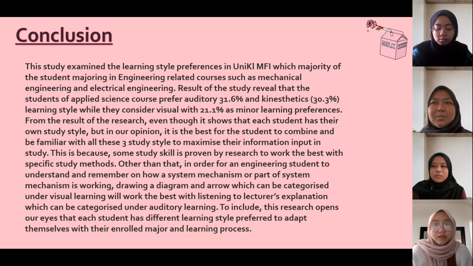The result of the study revealed that the students of the applied science course prefer auditory with 31.6% and kinesthetic with 30.3% learning styles, while they consider visual with 21.1% as a minor learning preference. Comparing these three percentages, the gap between visual, auditory, and kinesthetic is not too big, and it can be said that the students' learning styles do not differ much between visual, kinesthetic, and auditory.